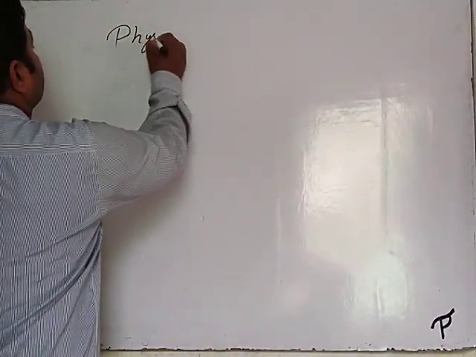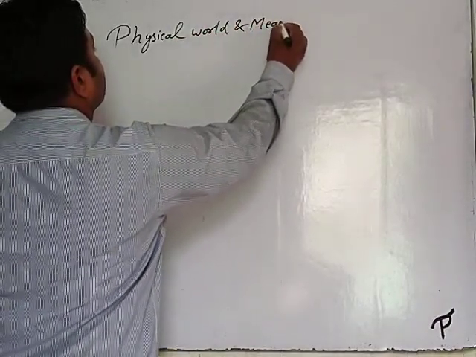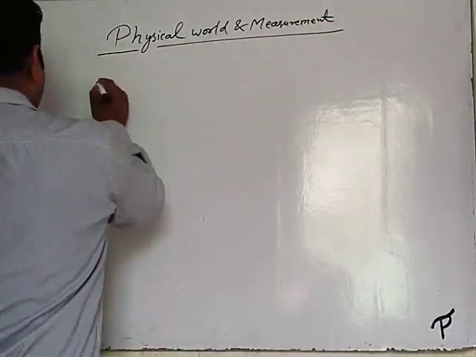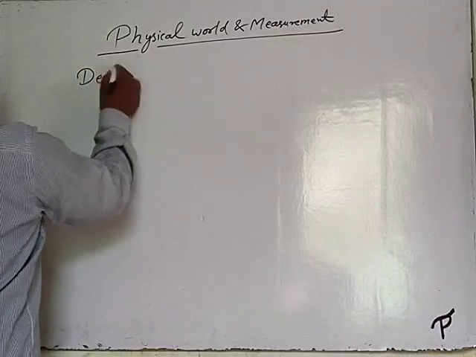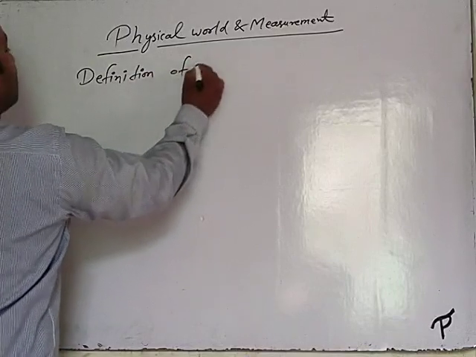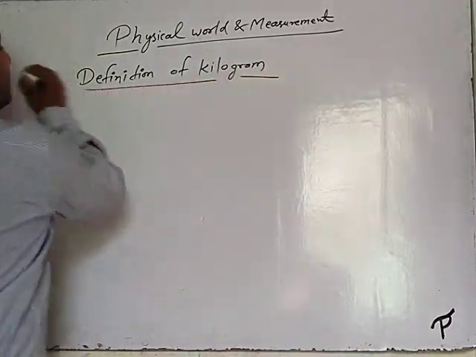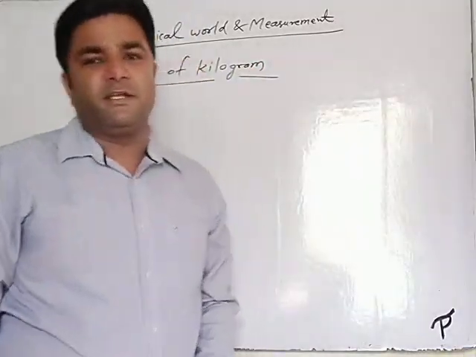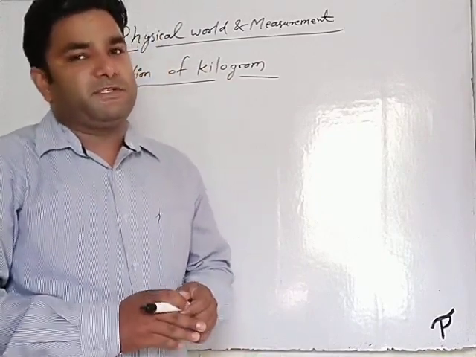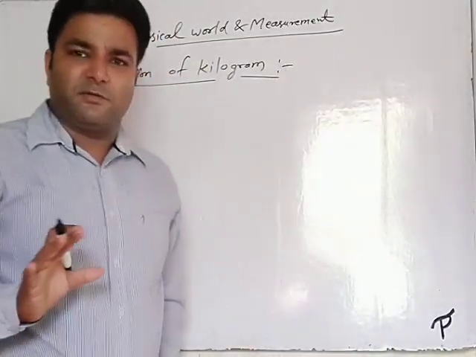Chapter name: Physical World and Measurement. Definition of kilogram. Kilogram is the standard unit to measure the fundamental physical quantity, mass. In the definition of kilogram, in a very easy way, you just listen one time, then the definition will be clear.